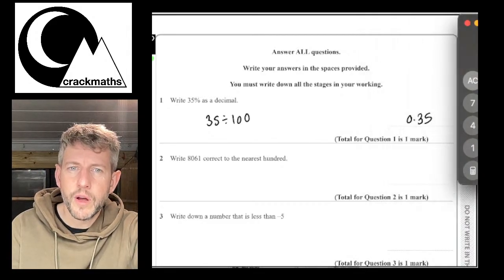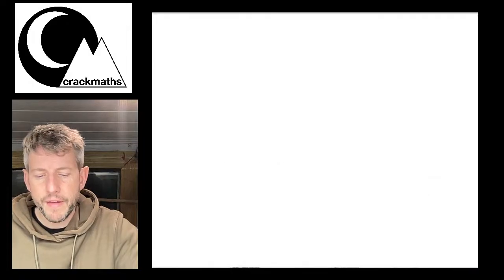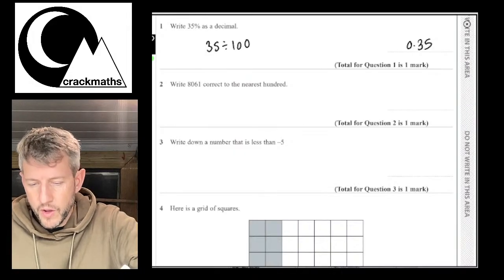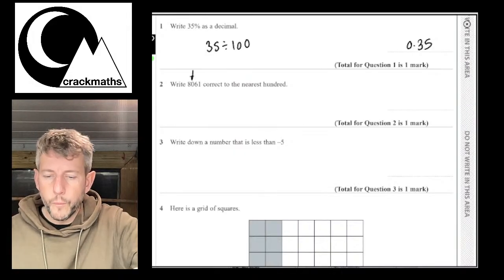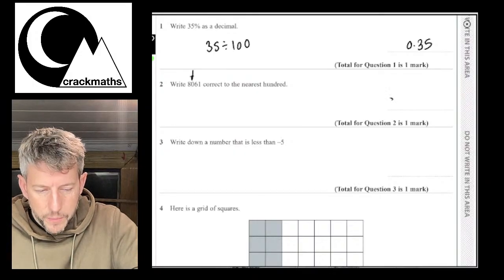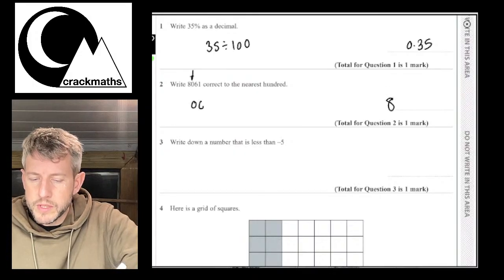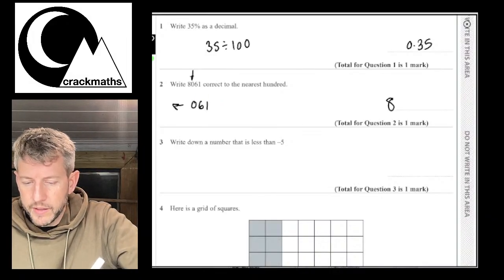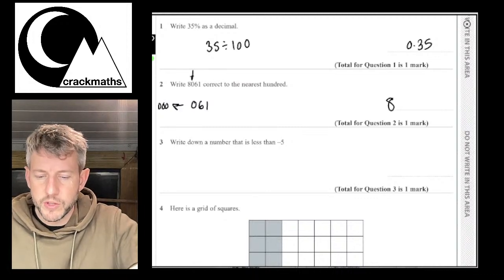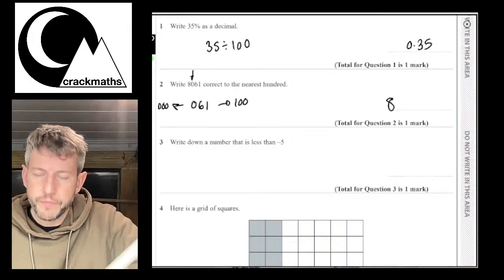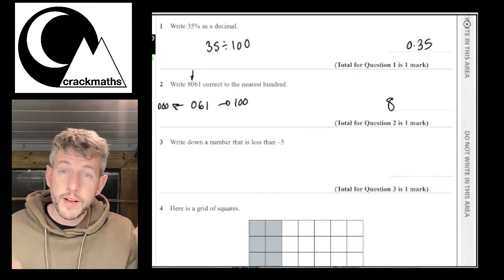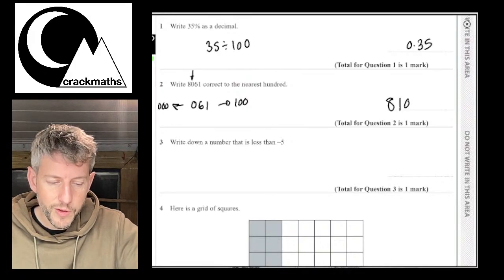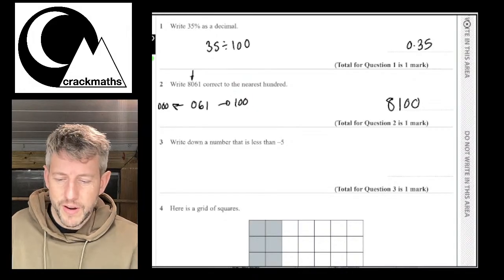Next question. Here we go. We've got write 8,061 correct to the nearest 100. Okay, so we're looking at this number here. Well, the 8's not going to change, so I'll put that down there. So we're looking at 061. The nearest 100, it's either going to go to being 000 for no hundreds at all, or it's going to go to 100. Well, 061 is like 61, and 61 is closer to 100, so this is going to become 8,100. Okay, great.